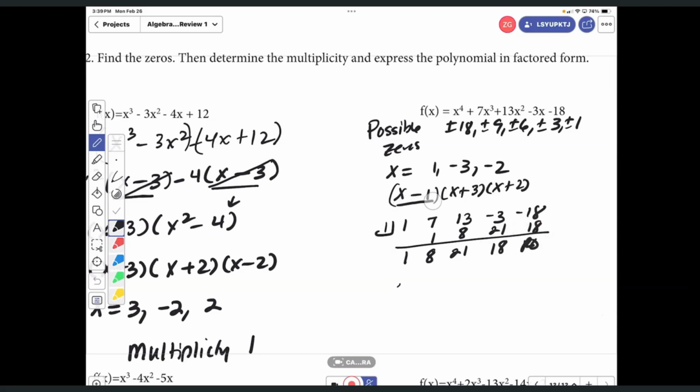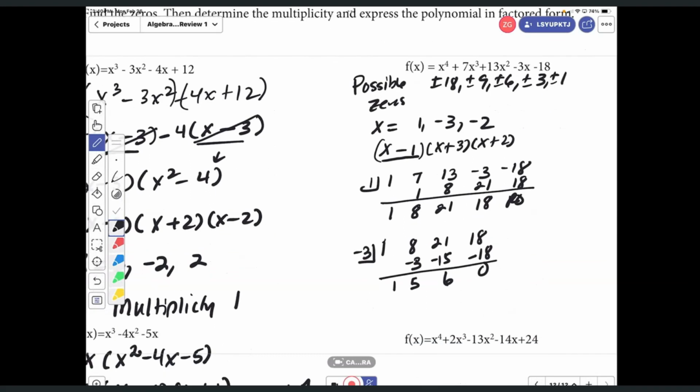So that tells you that this is a linear factor. And I'm going to use negative 3. Now my coefficients are 1, 8, 21, and 18. 1 is brought down. Negative 3 times 1 is negative 3. 8 plus negative 3 is 5. Negative 3 times 5 is negative 15. 21 minus 15 is 6. And negative 3 times 6 is negative 18. So that's 0. One more zero.